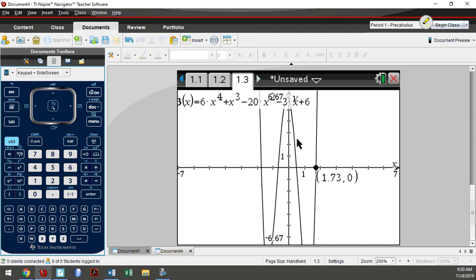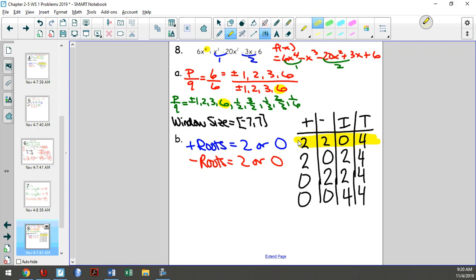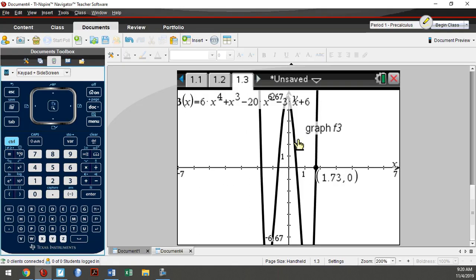But because I came up with 1.73, guess what? 1.73 is not in my P over Q list, is it? So what type of a root does 1.73 have to be? Is it a rational number or an irrational number? Irrational. Very good. So I'm going to come back over here. I'm going to do it again.